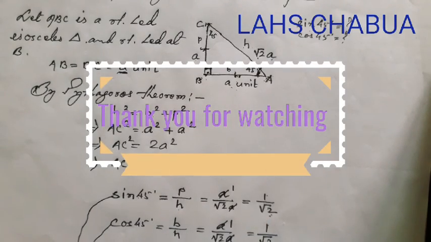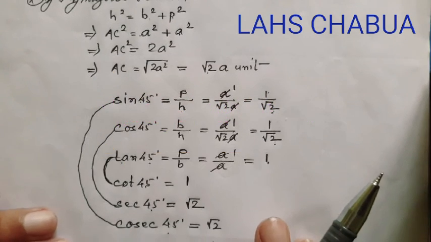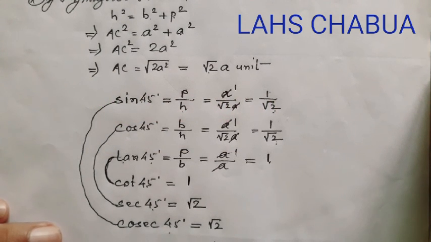Okay, hope you have understood. By this method, you can easily find out all the trigonometric ratios of 45 degree.